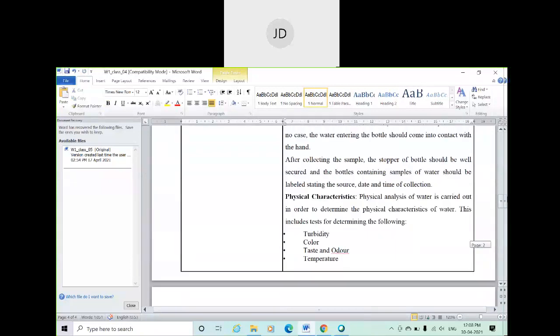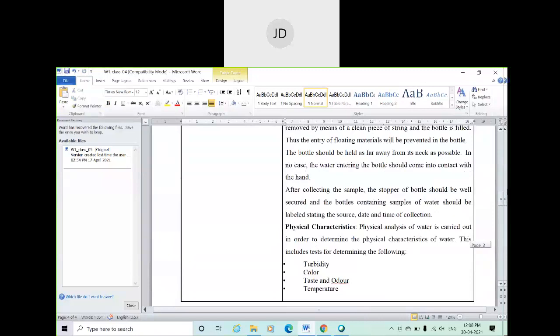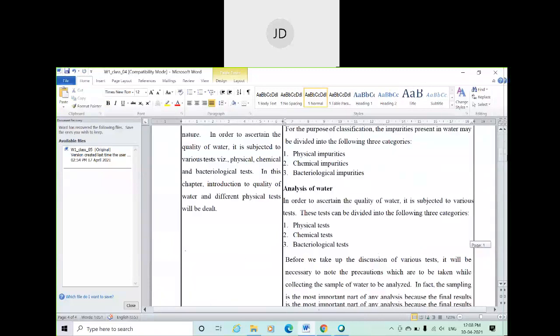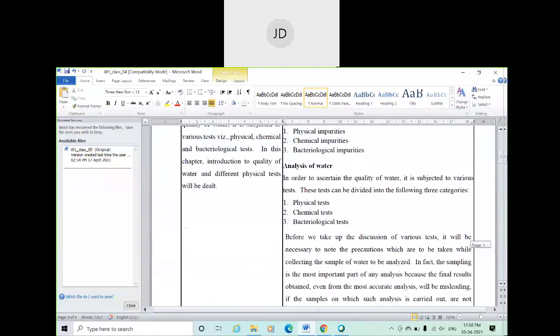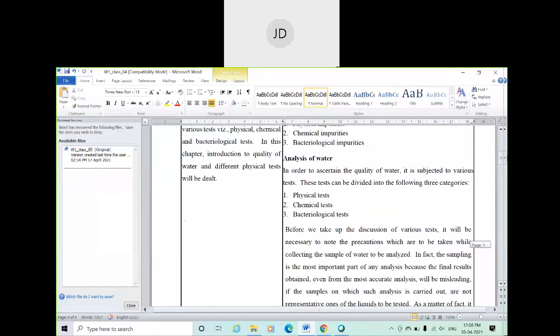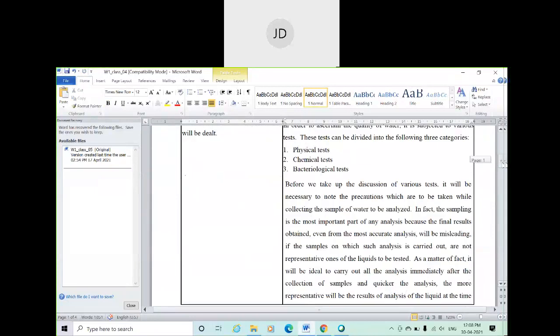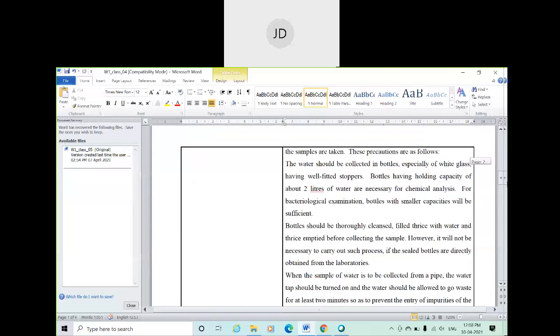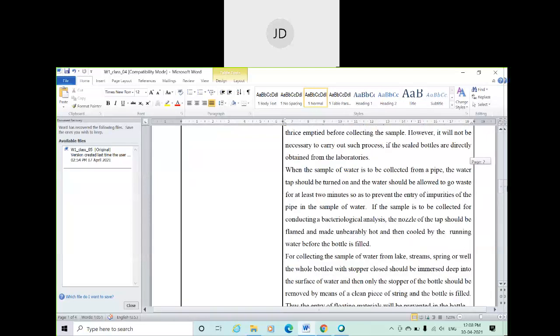So this is all about today's class. We have discussed the different impurities present in water, like physical, chemical, and bacteriological or biological. And we have discussed how to go about collecting the sample, and also these physical parameters of water.